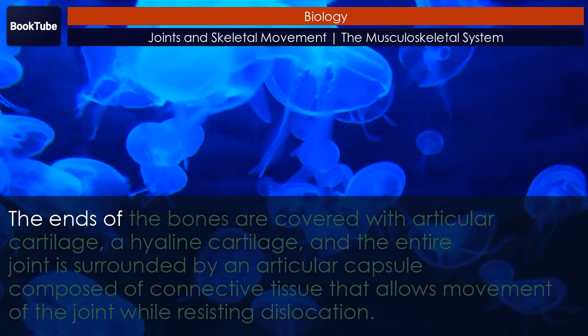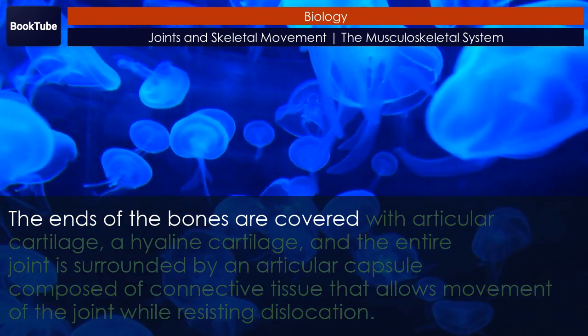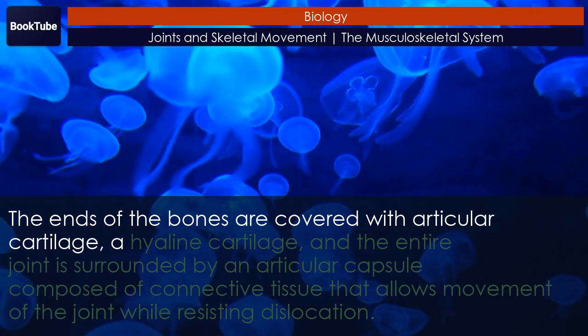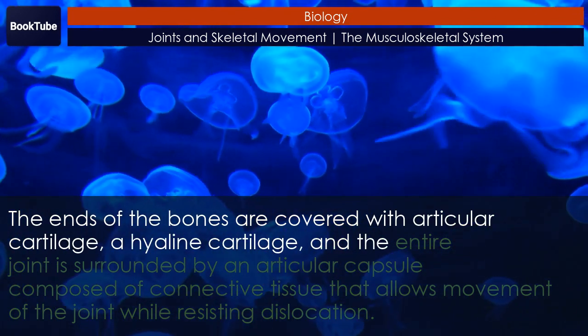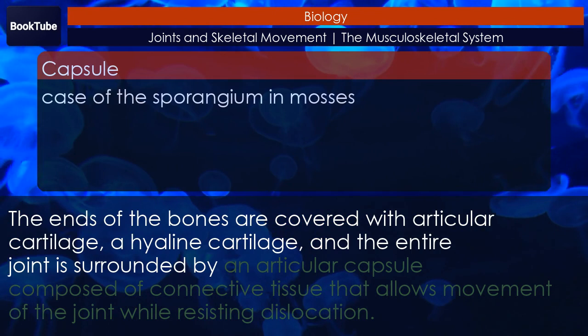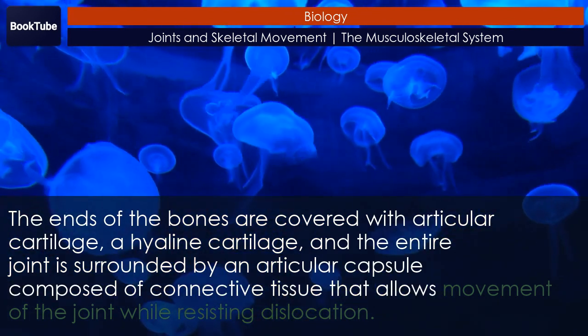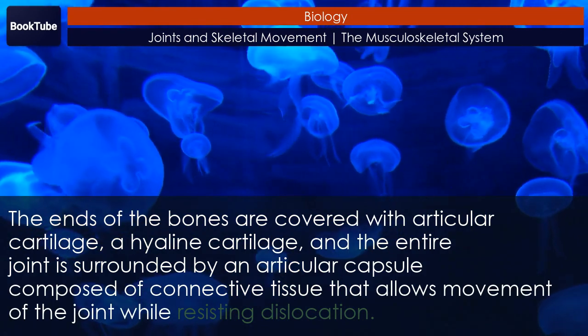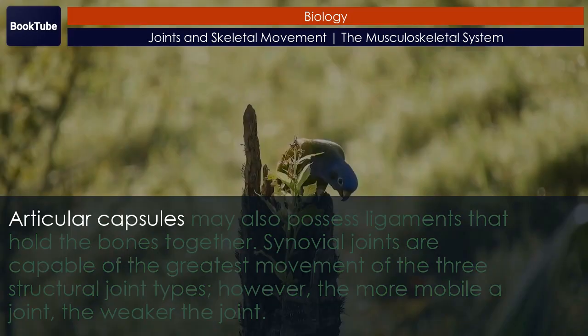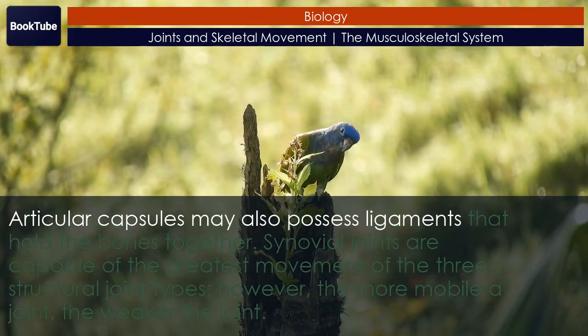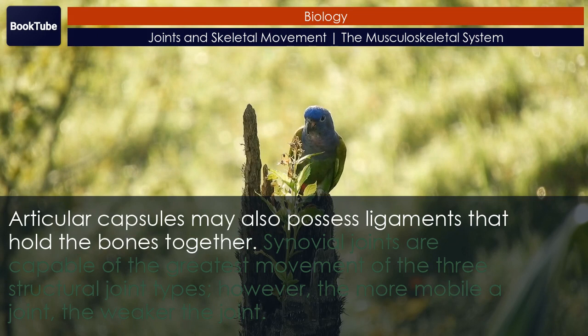The ends of the bones are covered with articular cartilage, a hyaline cartilage, and the entire joint is surrounded by an articular capsule composed of connective tissue that allows movement of the joint while resisting dislocation. Articular capsules may also possess ligaments that hold the bones together.